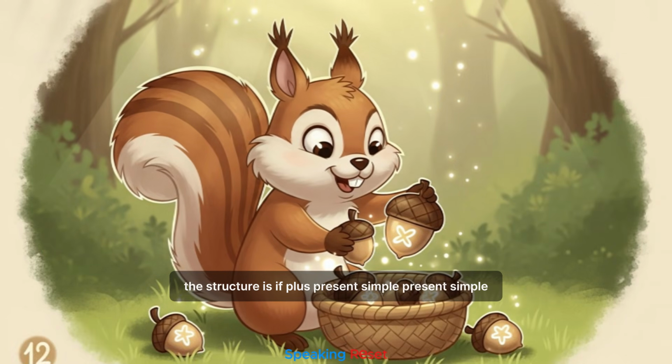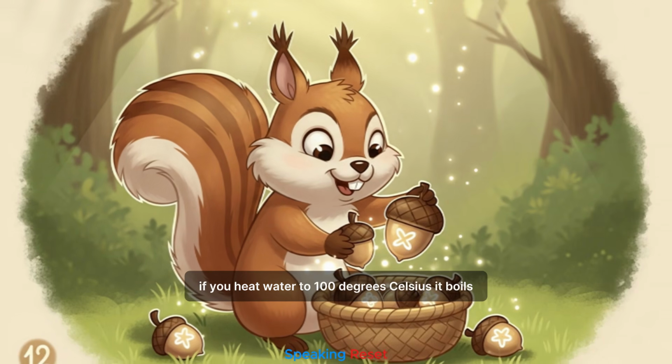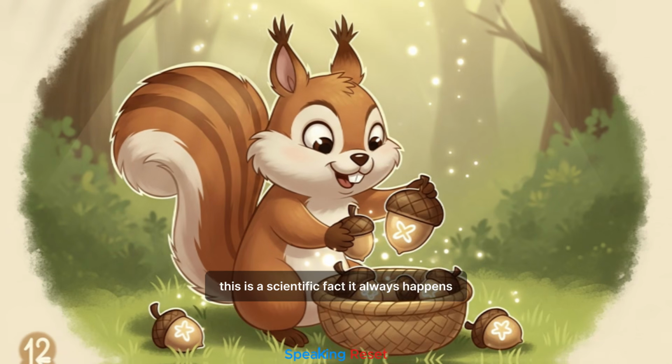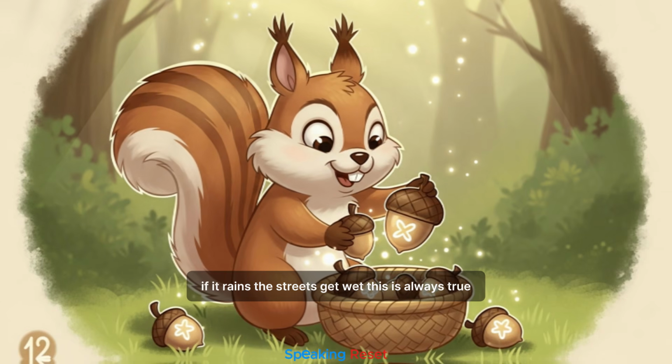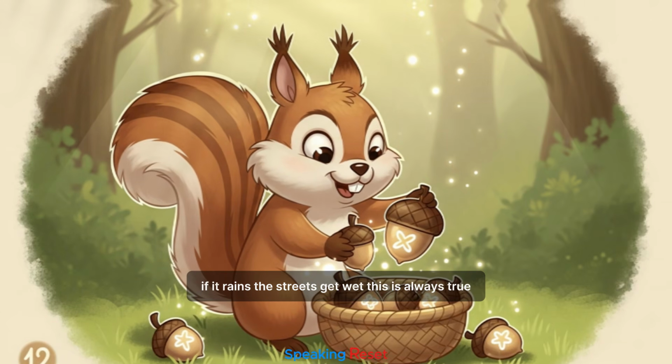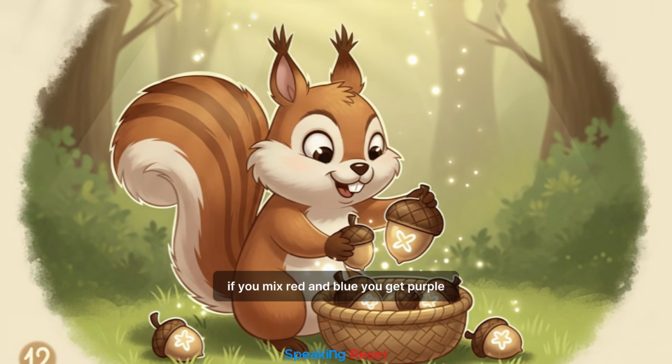The structure is if plus present simple, present simple. If you heat water to 100 degrees Celsius, it boils. This is a scientific fact. It always happens. If it rains, the streets get wet. This is always true. If you mix red and blue, you get purple.